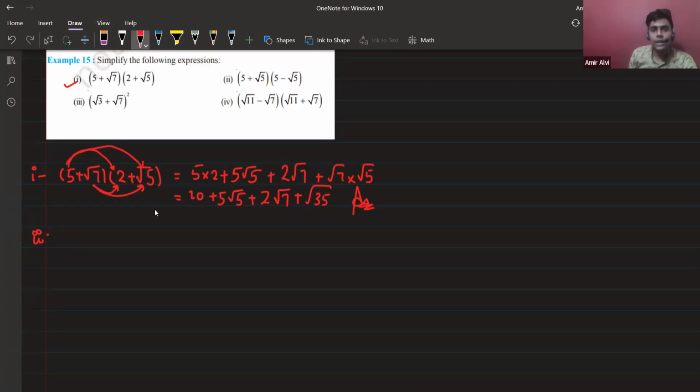5 plus root 5 into 5 minus root 5. Now, Simran, tell me what should we do? I think this can be done with two methods. The first one which I have told you right now, and the second one is the identity. Try to memorize it. Try to push your mind.